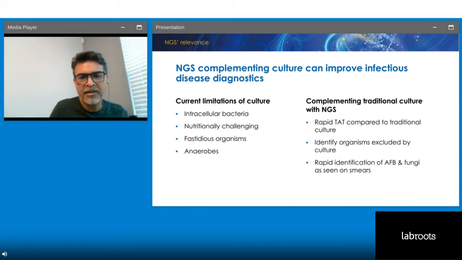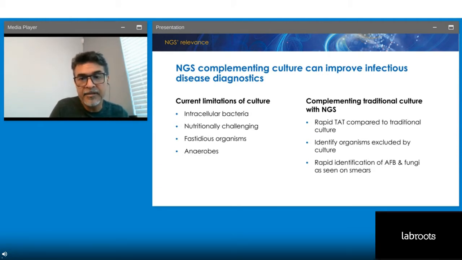So technically right now, microbiology culture is limited to whatever can grow in the media and in the conditions that we provide in the laboratory. Complementing traditional culture with NGS can also facilitate a rapid turnaround time compared with regular culture. If we have a sample where we see an organism in a gram stain, it will normally take 24 hours or a little more to grow and be identified. With NGS, we're able to have this rapid identification directly from the sample.